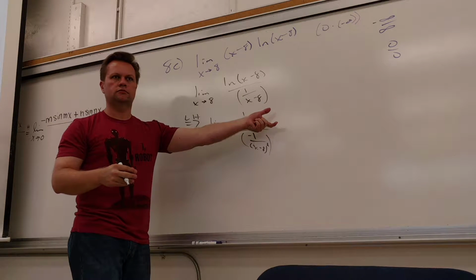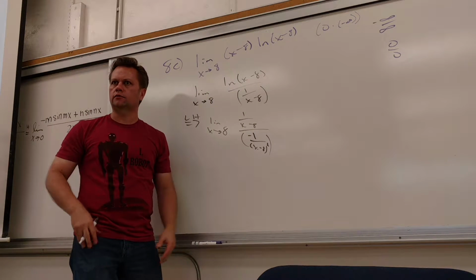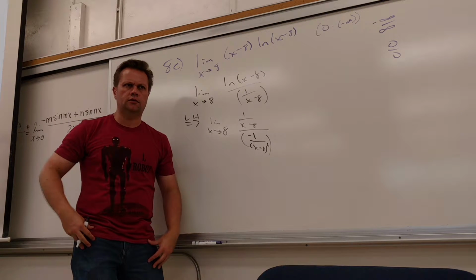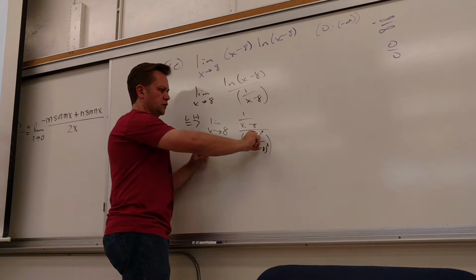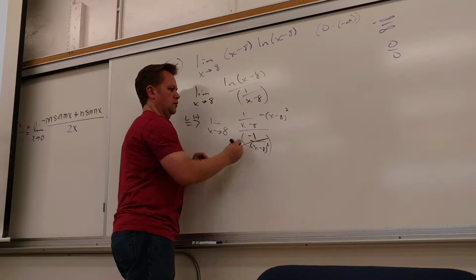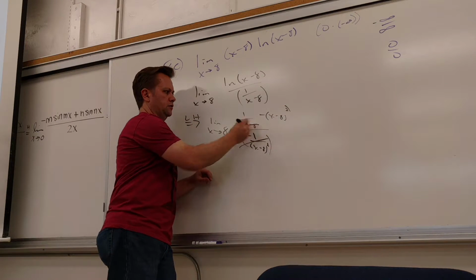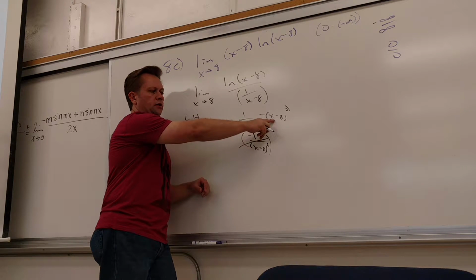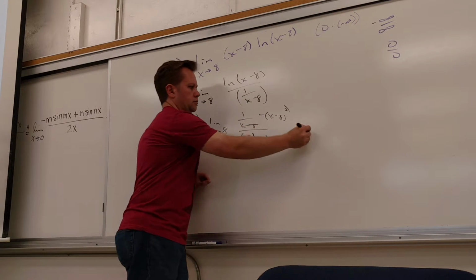Multiply by the reciprocal. 1 over x minus 8 is going to cancel. Do you guys see that happening? Division by this is multiplication by this. One of these cancels. When you plug an 8 in, you get 0.